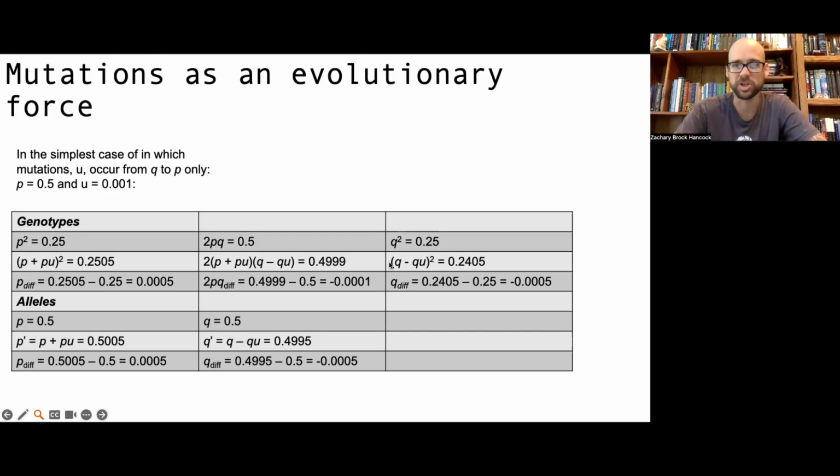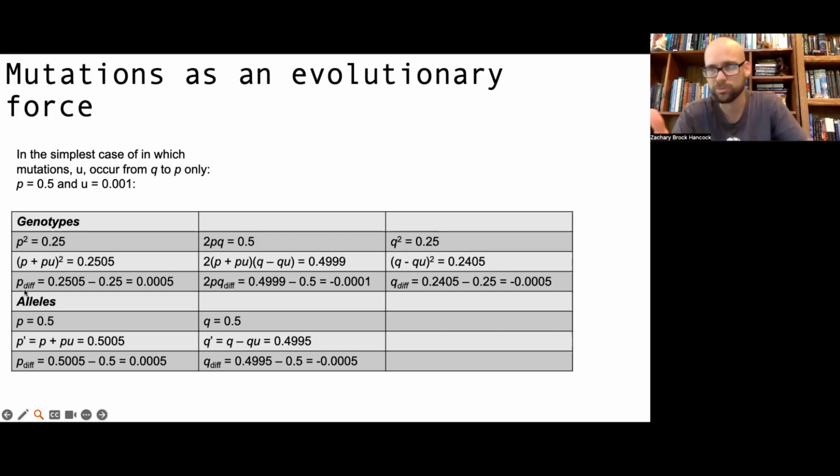And then the same thing with Q: you have the frequency of Q minus the number of Qs that are being mutated into Ps. And again, we square it because there are 2 Qs in a homozygote for Q. We then just plug in our numbers and we find that the P squared genotype has increased to 0.2505. The heterozygote has decreased to 0.4999. And again, this is because we're losing some of the Qs to Ps. And then the homozygote for Q is 0.2405.